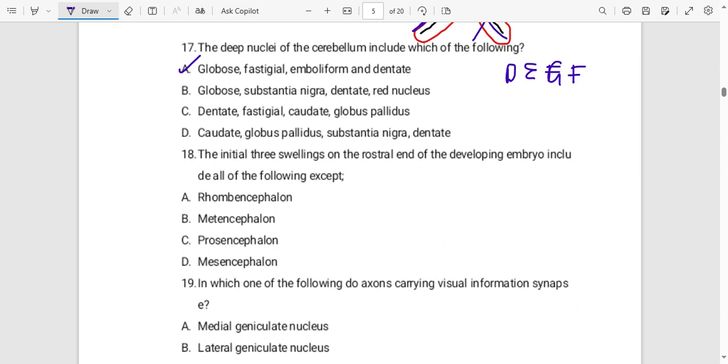18. The initial three swellings on the rostral end of the developing embryo include all of the following except: rhombencephalon, metencephalon, prosencephalon, mesencephalon. Which one is the exception? Metencephalon. Thank you so much. Let's just describe it for the sake of it. The forebrain comes from which part? Which one is the primary vesicle for the forebrain? Prosencephalon.